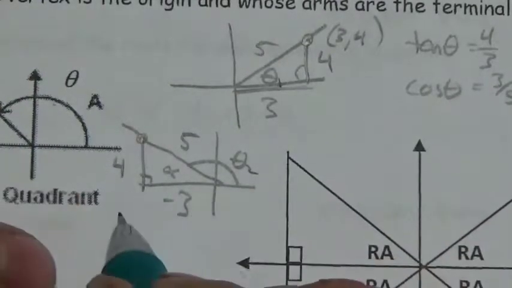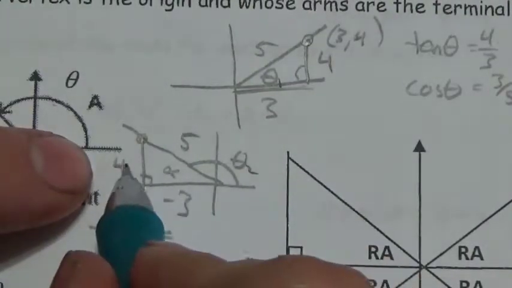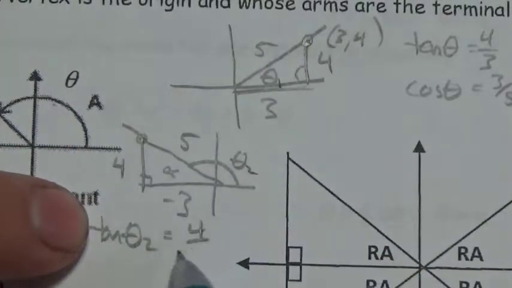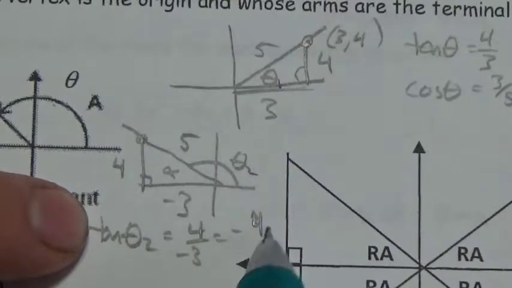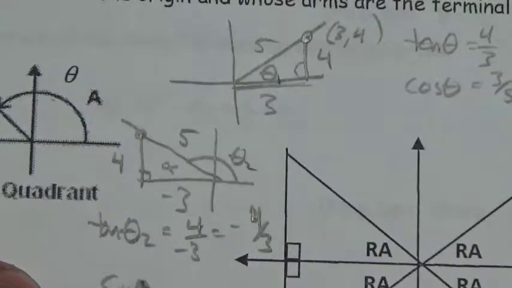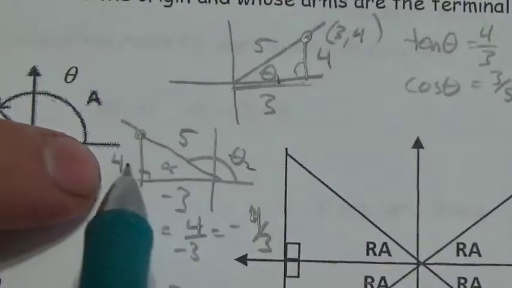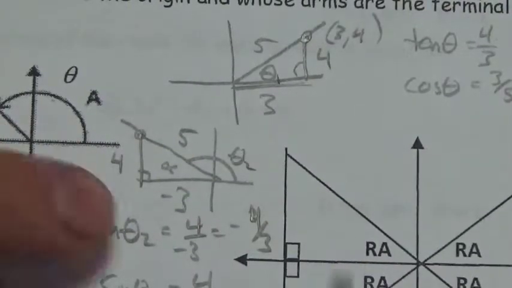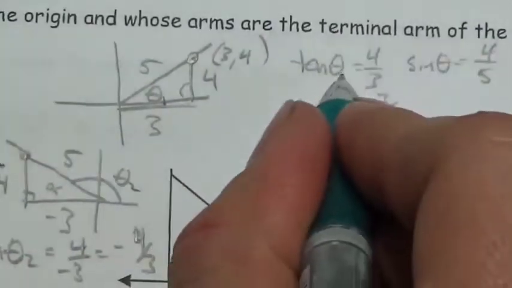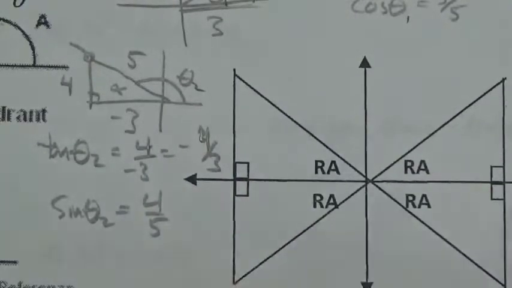So to try to make this as clear as possible, the tangent of theta 2 is going to be the side opposite my alpha here over the adjacent here. So this would be 4 over -3, or if you want, negative 4/3. The sine of theta 2 is going to be the sine of that angle, which would be 4 over 5. Now, interesting, that is the exact same as what we found for that first angle, theta 1. Okay, that is an interesting little property there.